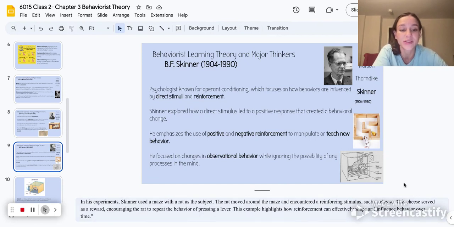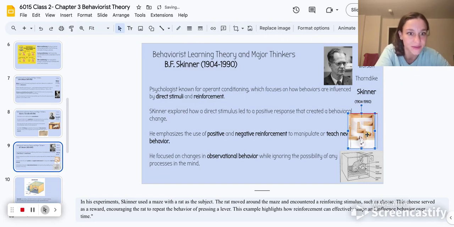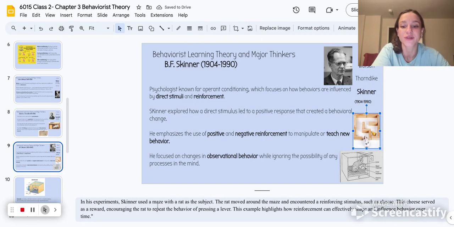In his experiment, Skinner used, and here I have a graphic of a rat and a slice of cheese in the maze. Skinner used a maze with a rat as the subject. So the rat moved around the maze and encountered a reinforcing stimulus such as cheese. The cheese served as a reward for the rat, encouraging the rat to repeat the behavior of pressing a lever. This example highlights how reinforcement can effectively shape and influence behavior over time.